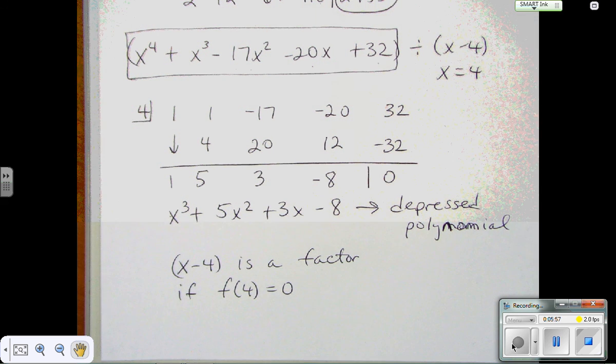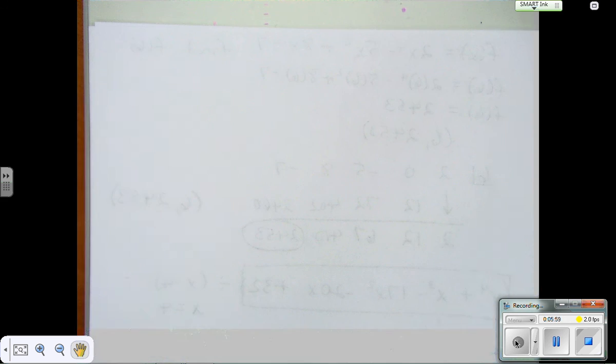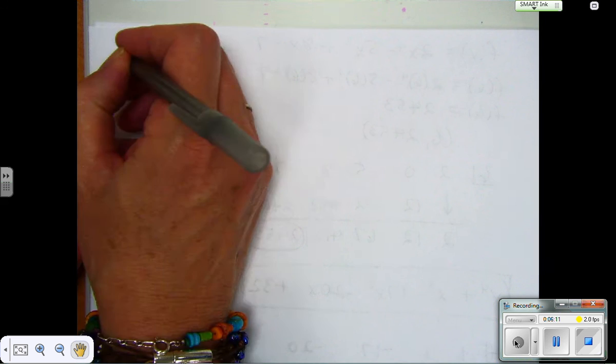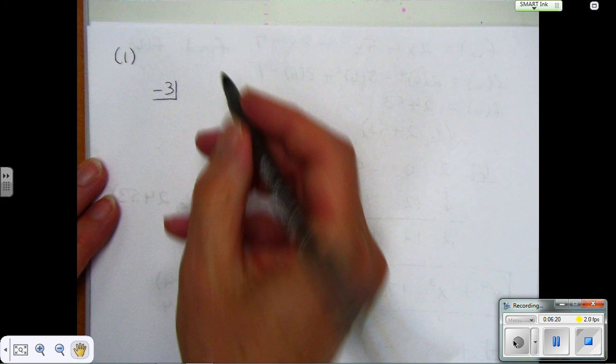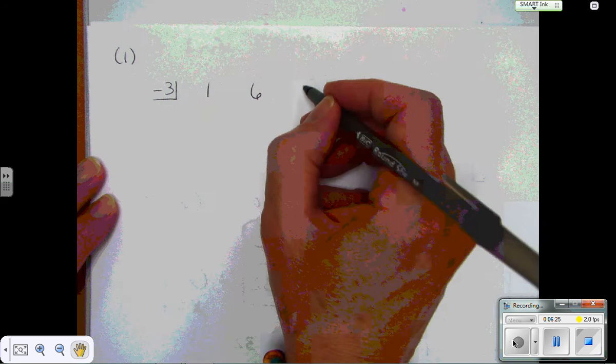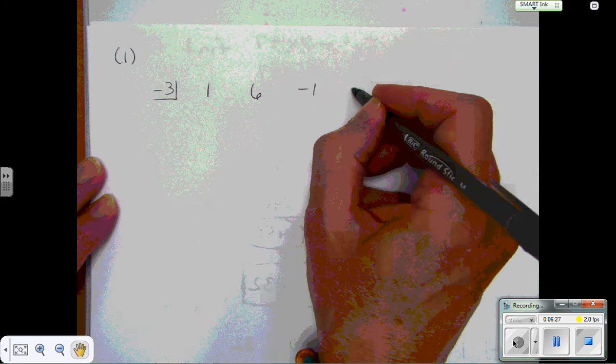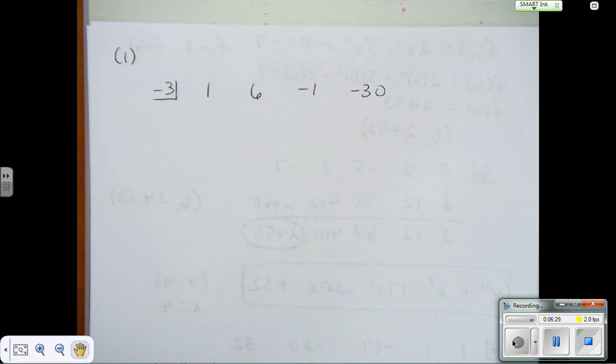Number 1 says, show that x plus 3 is a factor of x to the third plus 6x squared minus x minus 30, and then find the remaining factors. All right. So I'm going to divide by negative 3. Since the factor is x plus 3, when I solve that for x, it's negative 3. I'm going to write down my coefficients out here to the side. None of the degrees are being skipped, so I don't need to worry about putting a 0 in place. Okay, bring down my first term.